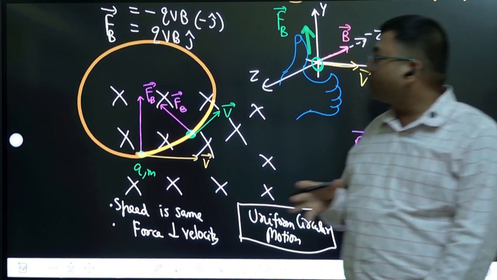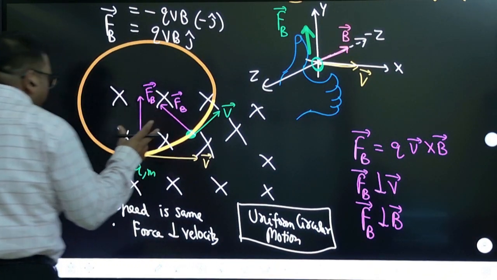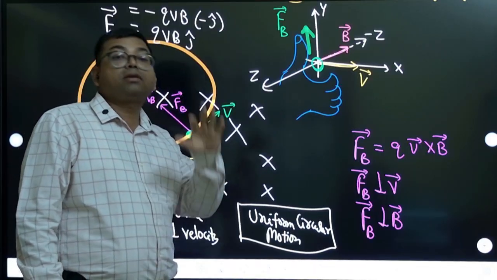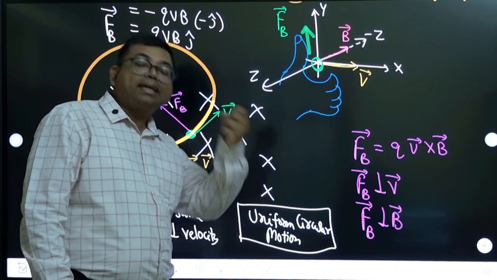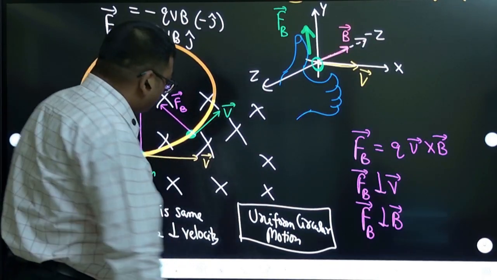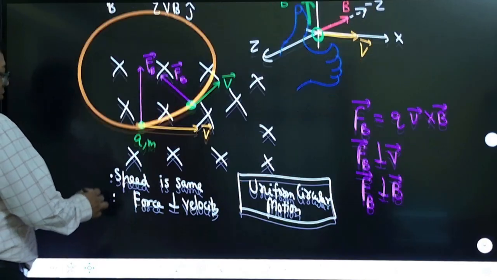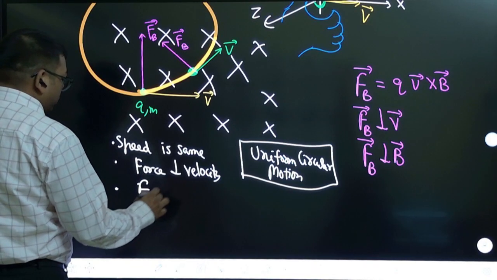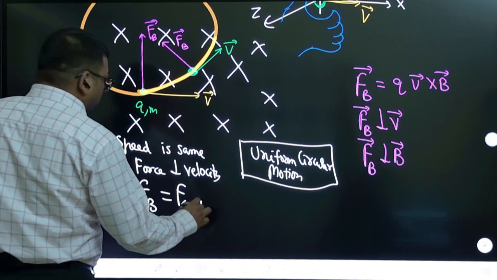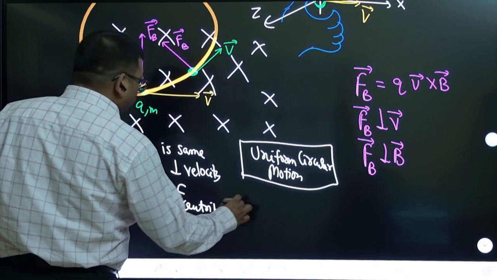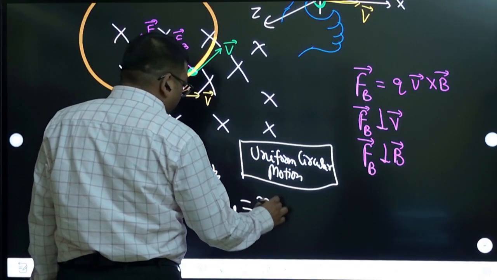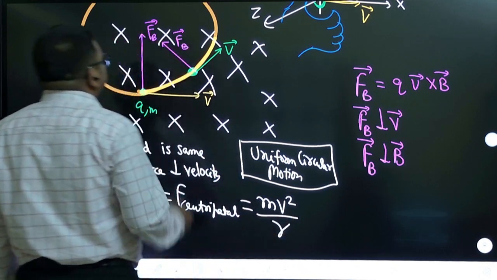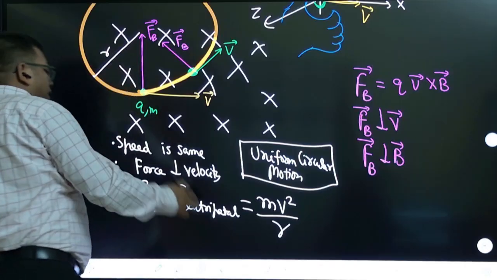Okay, and in uniform circular motion, the only force is centripetal force. That means this magnetic force is the centripetal force, or magnetic force is acting like a centripetal force. Okay, so we can now conclude that magnetic force is like a centripetal force, and the centripetal force formula is mv square by radius, right? Suppose the radius of the circle is r. This circle has a radius r. So mv square by r.